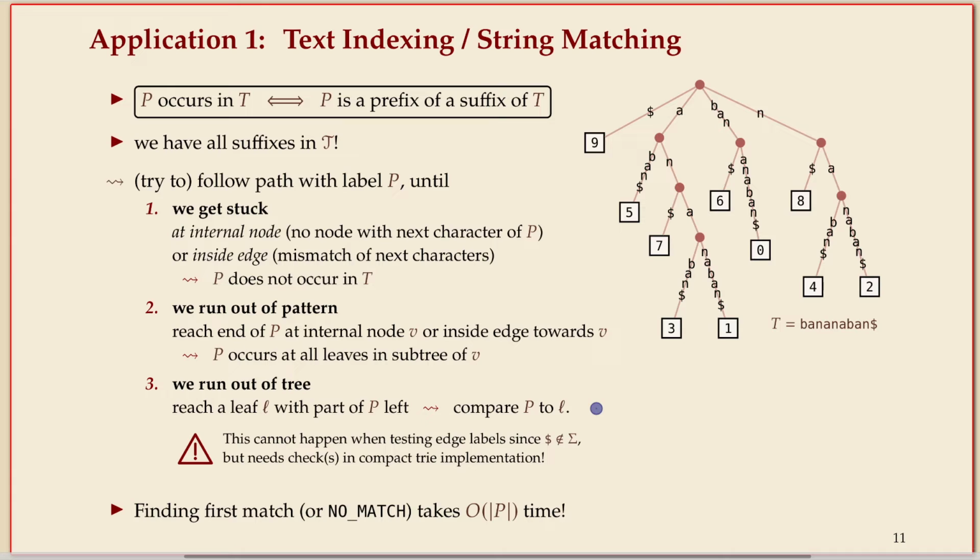This can't really happen in our scenario because we added this dollar sign. So if dollar doesn't occur in the pattern and we enforce that, then we can never reach a leaf because the leaves always have as last character the dollar sign, and that's forbidden in the pattern. So that case doesn't occur. If it would occur, we could still handle it by going to the leaf that we reach and check if we find P there.